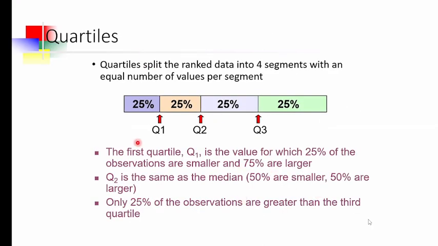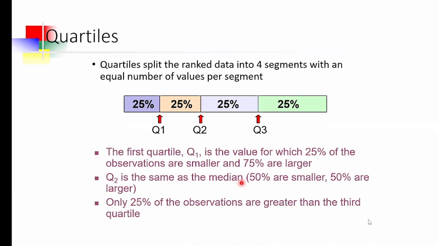So what are the steps? Split the ranked data. Here also we have to rank the data into 4 segments with an equal number of values per segment. Right? So this is the diagram, and here is how we interpret those values: how we interpret the median, and the similar pattern for Q1.